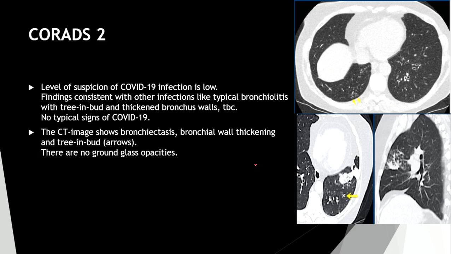CO-RADS 2. Level of suspicion of COVID-19 infection is low. Findings consistent with other infection like typical bronchiolitis with tree-in-bud and thickened bronchus walls, tuberculosis, no typical signs of COVID-19. The CT image shows bronchiectasis, bronchial wall thickening, and tree-in-bud, as you see in arrows. There are no ground glass opacities.